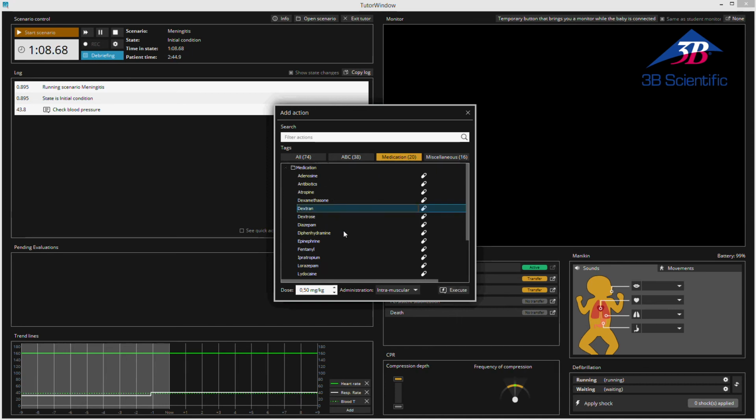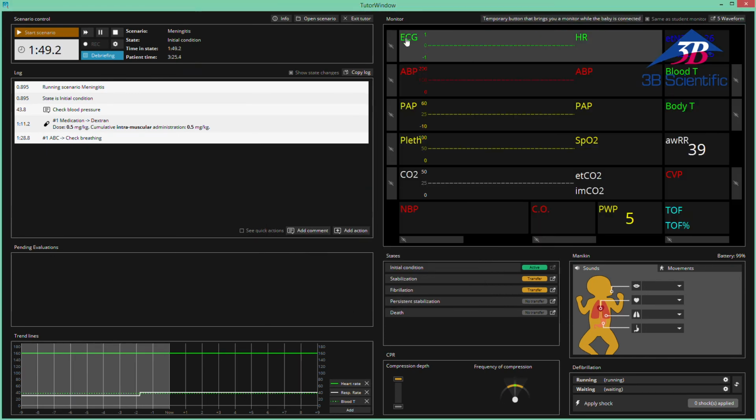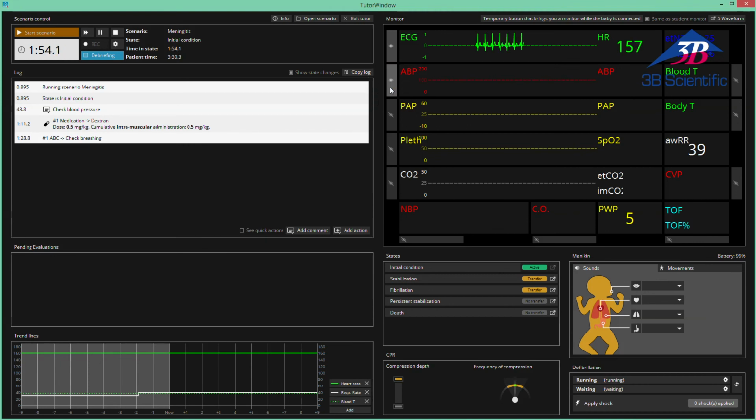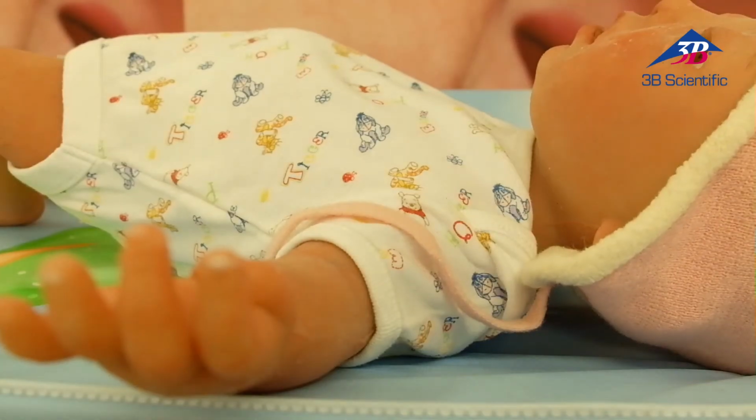Examples of available patient monitor output parameters are blood pressure, heart rate, electrocardiogram, oxygen saturation, the blood gas tension of carbon dioxide, arterial blood pressure, central venous pressure, pulmonary artery pressure, pulmonary capillary wedge pressure, non-invasive blood pressure, and train of four.